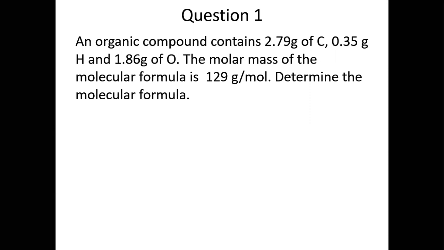So here we have an organic compound. It contains 2.79 grams of carbon, 0.35 grams of hydrogen, and 1.86 grams of oxygen. So they did this mass analysis. They got the mass of each element. They determined that the molar mass of the molecular formula is 129 grams per mole. We want to determine the molecular formula. So again, the first step, we want to convert mass to moles.